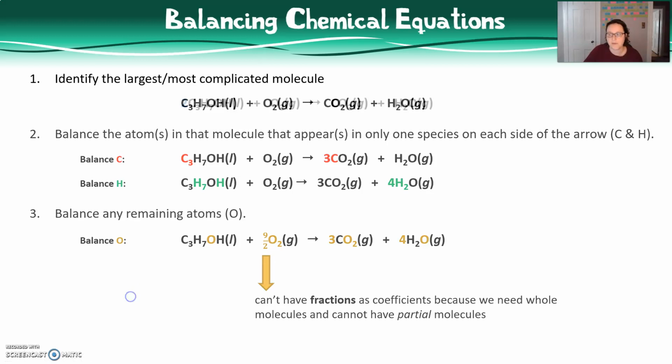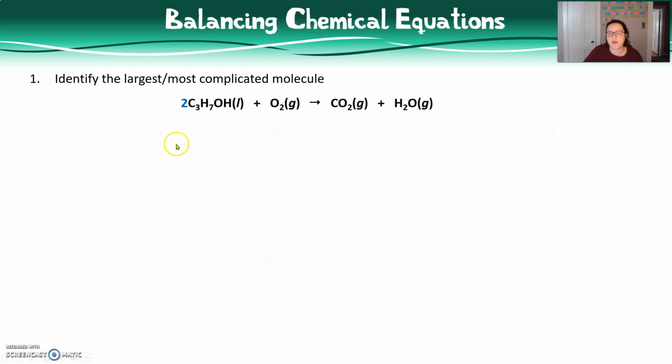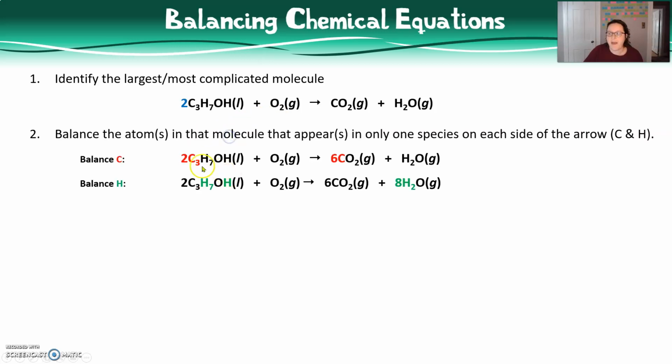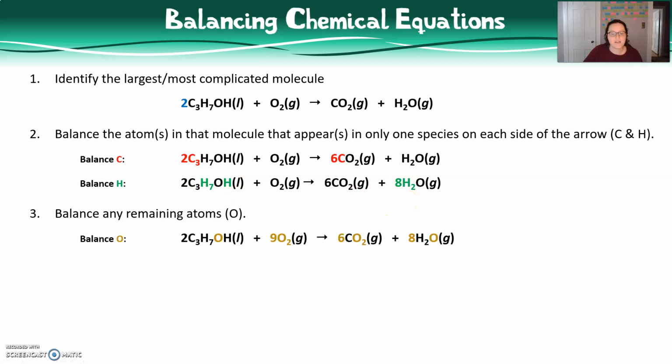only 1. Starting with 2 molecules of propanol, the steps are similar, but now there will be different coefficients needed to balance the atoms. To match the 6 carbon atoms on the reactant side, a coefficient of 6 is needed for CO2 on the product side. And to match the 16 hydrogen atoms on the reactant side, a coefficient of 8 is needed for water on the product side. Moving on to oxygens again, now there are 20 oxygen atoms on the product side.